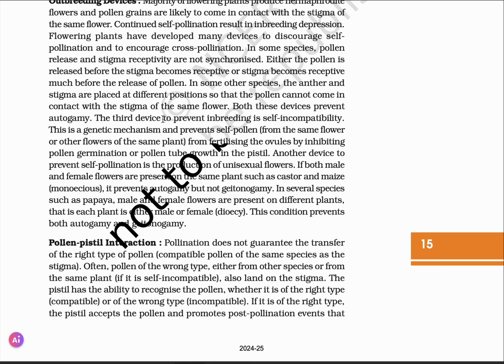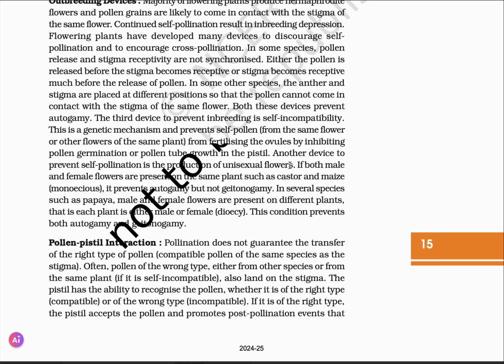So the third device to prevent inbreeding is self-incompatibility. This is a genetic mechanism and prevents self-pollen from fertilizing the ovules by inhibiting pollen germination or pollen tube growth in the pistil. Another device to prevent self-pollination is production of unisexual flowers.